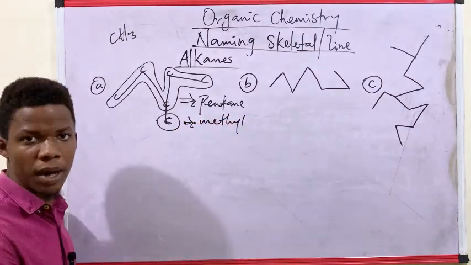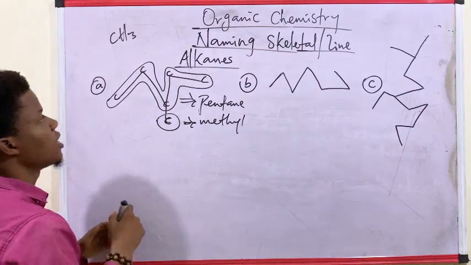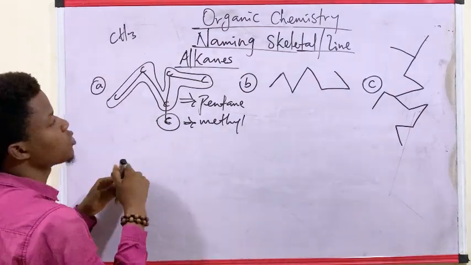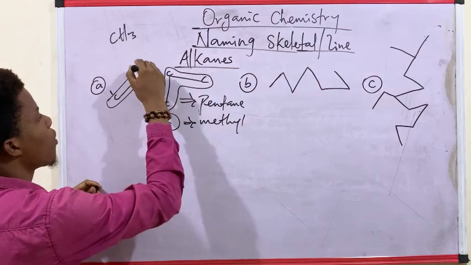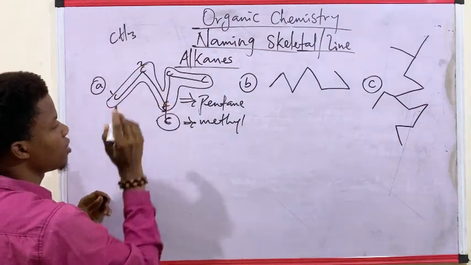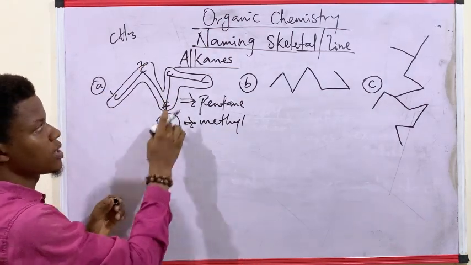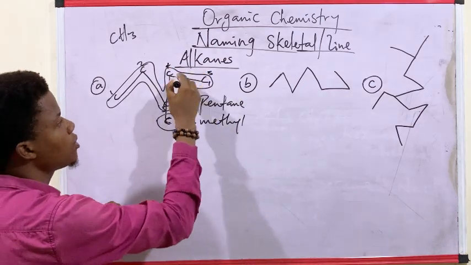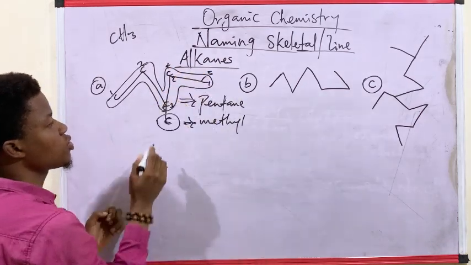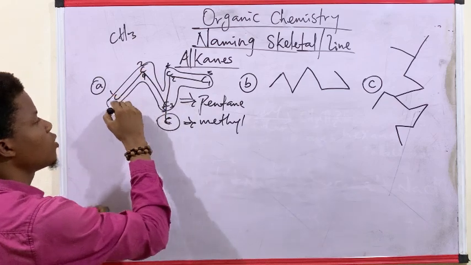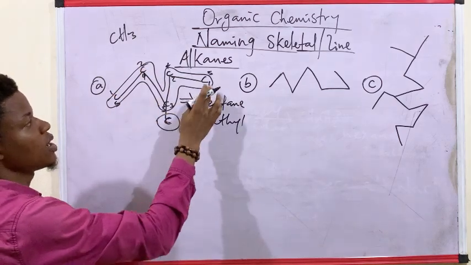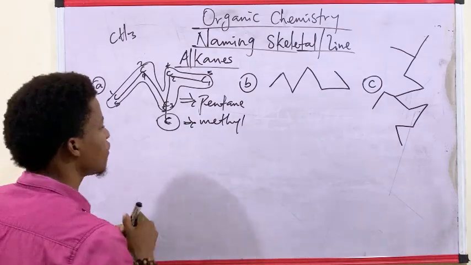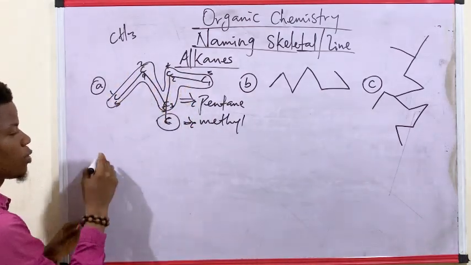Now let us number. Don't forget, we want to give the least possible number to the substituent. So let's number. If we start from here, 1, 2, 3, our substituent will be on number 3, then 4, 5. But if we start our 1 from here, 1, 2, 3, you also discover that that's 4, 5. So the substituent from this side and from this side still falls at carbon 3. So therefore, what is the name of this compound?